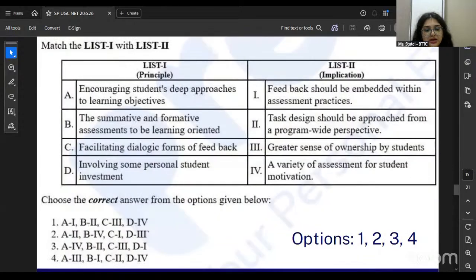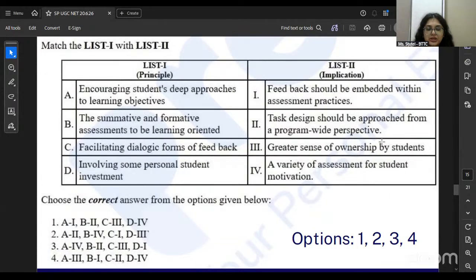The next is matching list 1 with list 2. Again, in this question, I remember I tried to match each item with the option given on the right-hand side. When I looked at encouraging students' deep approaches to learning objectives, first I tried to spot the obvious. Personally, I had read critical theory, and it clicked in my mind that option number C, facilitating dialogic forms of feedback, is 99% of the time there when feedback should be embedded within assessment practices.